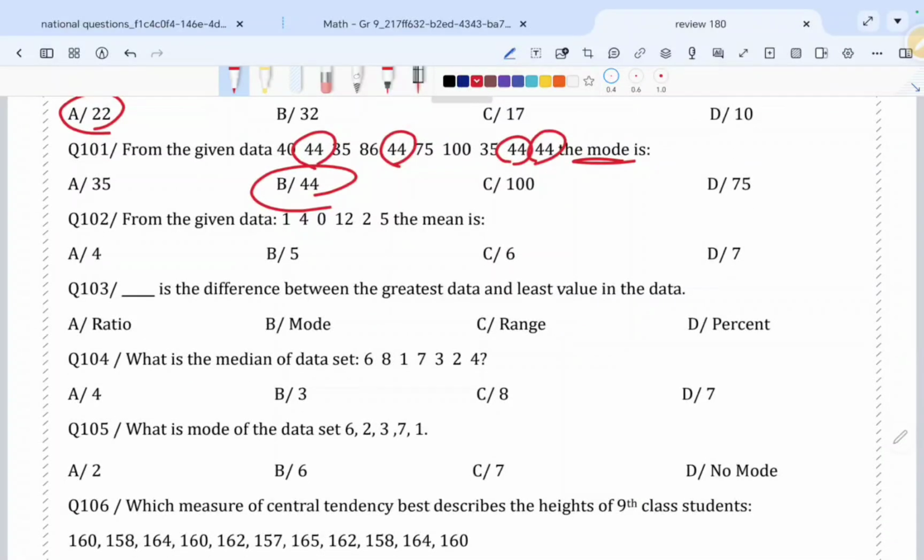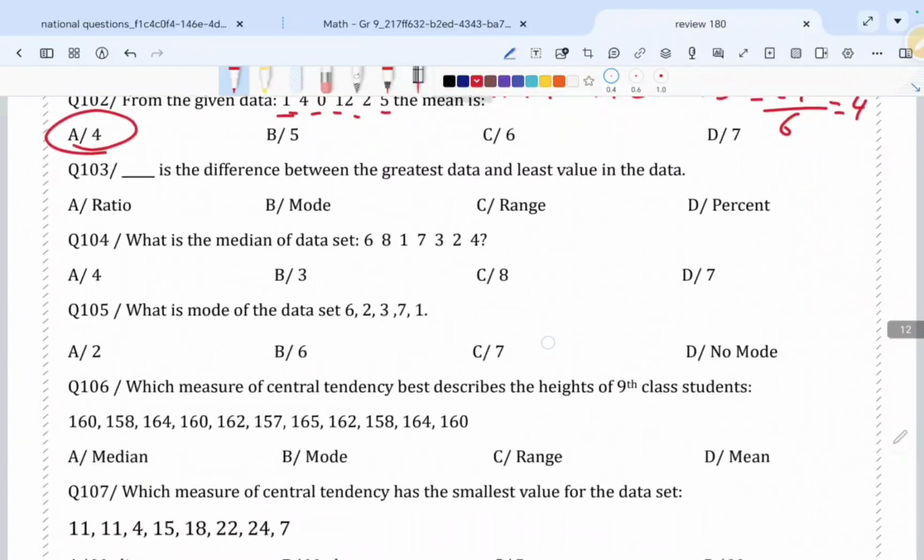From the given data 1, 4, 0, 12, 2, 5. The mean is what? What's the rule of mean? Add them, then divide it by how many data you have. 1 plus 4 plus 0 plus 12 plus 2 plus 5 is equal to 24. How many data do you have? 1, 2, 3, 4, 5, 6. So 24 divided by 6 is equal to what? 24 divided by 6 is equal to 4, because 4 times 6 equals 24. A is the correct answer.